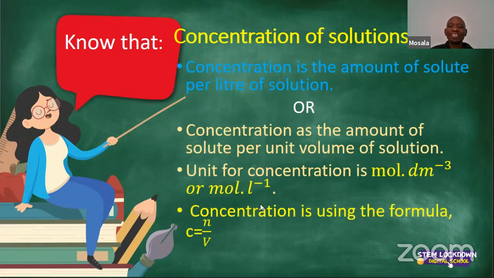Now, concentration is calculated using the formula C equals n over V, where n is the number of moles and V is the volume. The volume that we'll be using here will be in cubic decimeter.